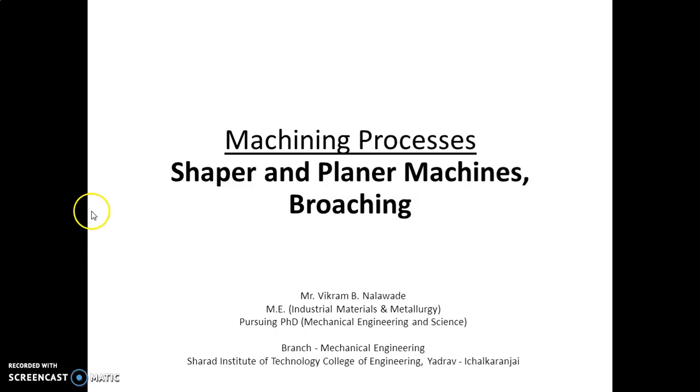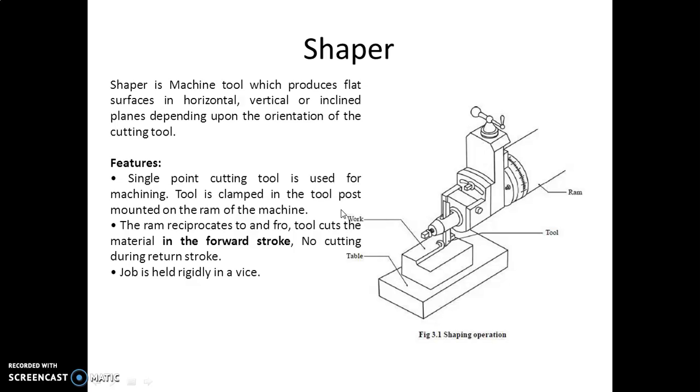Today we will discuss some of the machining processes in which we'll discuss shaper and planer machines. Along with that, we'll cover broaching operation. So let's start with the shaper machine.